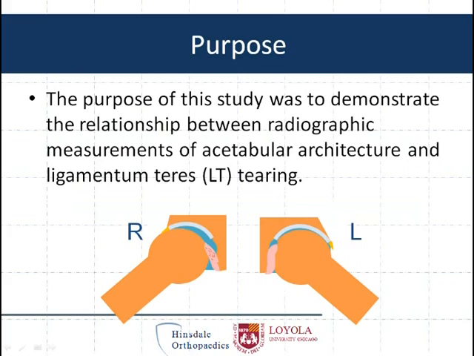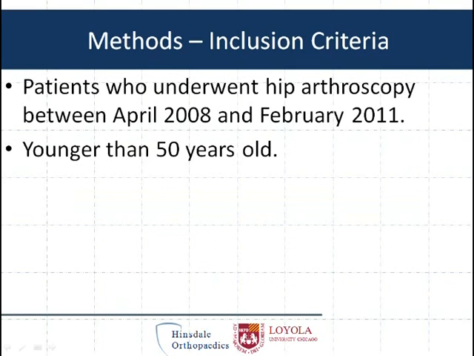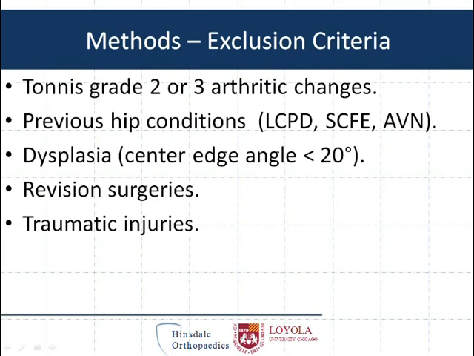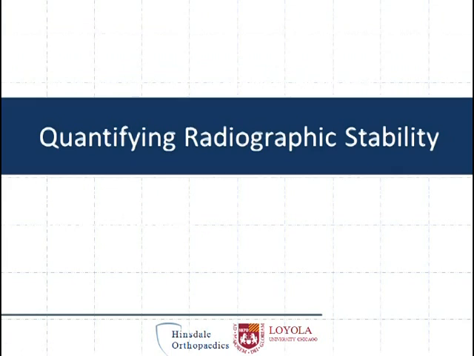The purpose of the study was to demonstrate the relationship between radiographic measurements of the acetabular architecture and the ligamentum teres tearing. We included patients who underwent hip arthroscopy by Dr. Dom between April 2008 and February 2011, and were younger than 50 years old. We excluded patients that had Tönnis grade 2 or 3, that had any previous hip conditions such as Perthes, SCFE, or AVN. We excluded patients with dysplasia, center edge angle below 20 degrees, any revision surgeries, and any traumatic injuries.